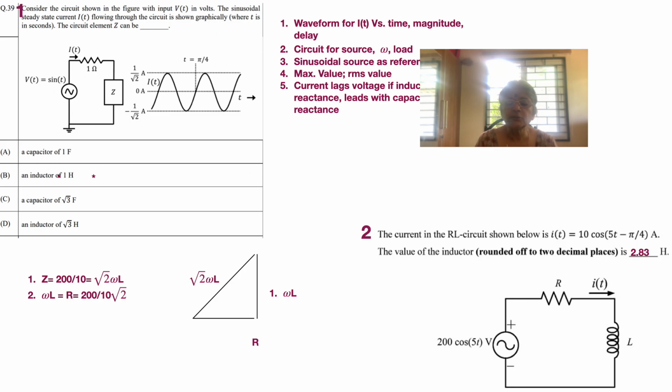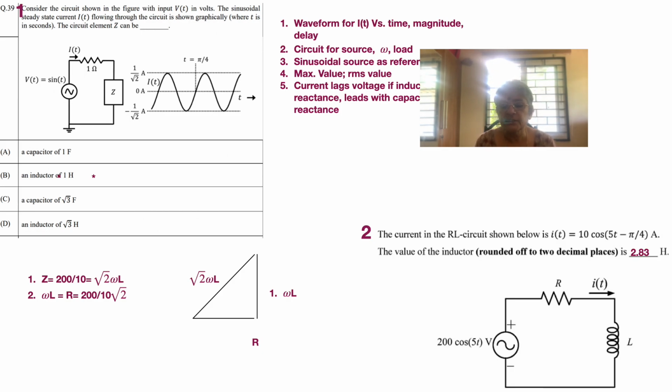The current in the RL circuit shown below. Of course, it's already given that the source is 200 cos 5t volts. So 200 is the maximum value. It's not a sine, but a cosine. So if you are talking about a current, it should also be cosine. Otherwise, you have to convert it to cosine. And then omega is equal to 5, and the angle is equal to 0. That is, it starts at t equal to 0.